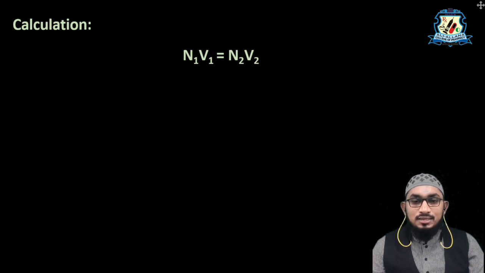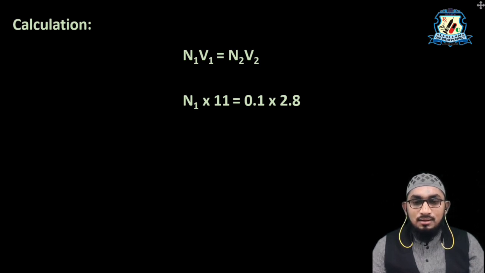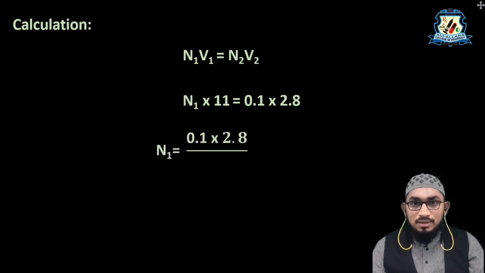Let's substitute the values in this equation. So the value of V1 will be 11 ml, 1 ml of saturated solution and 10 ml of distilled water, so it will become 11 ml. Normality of sodium hydroxide was 0.1, and the value of V2 will be 2.8. It comes from the observation table, and this will give the answer of 0.0245 normal.